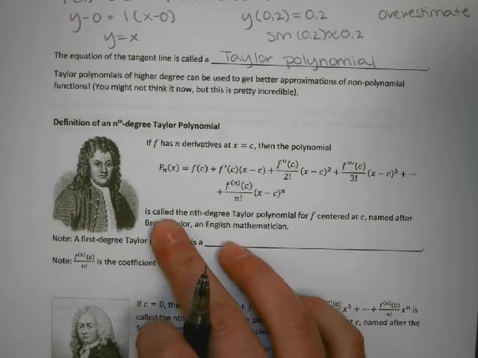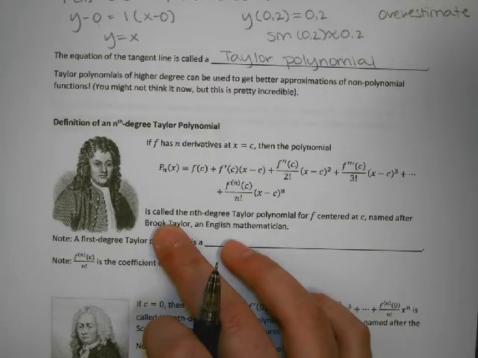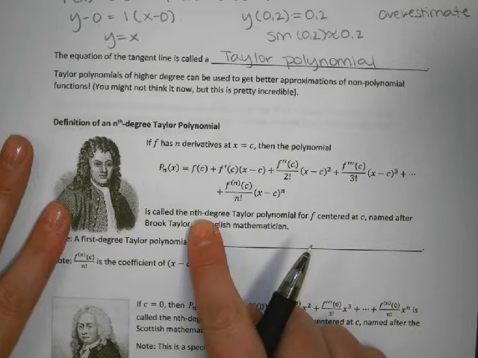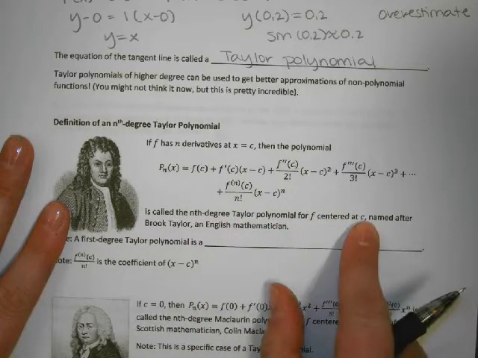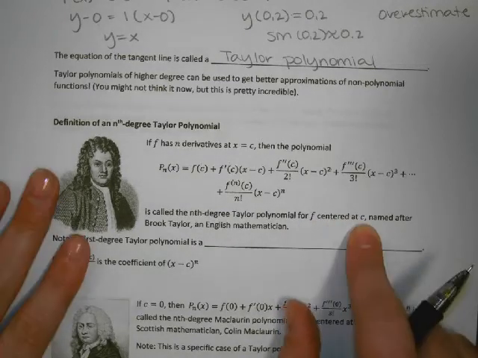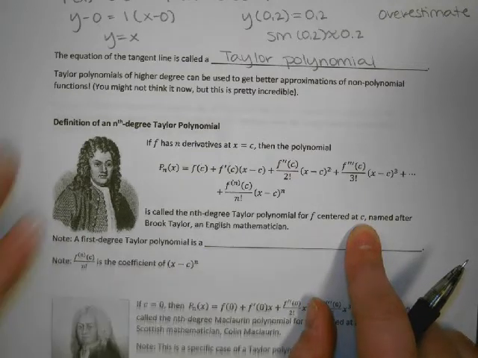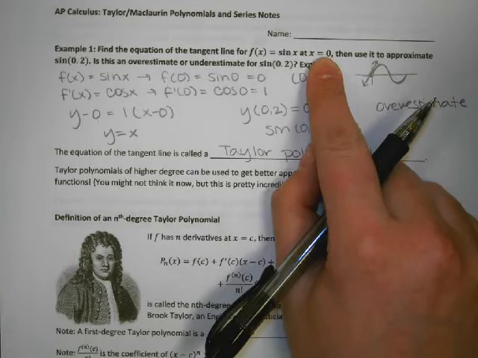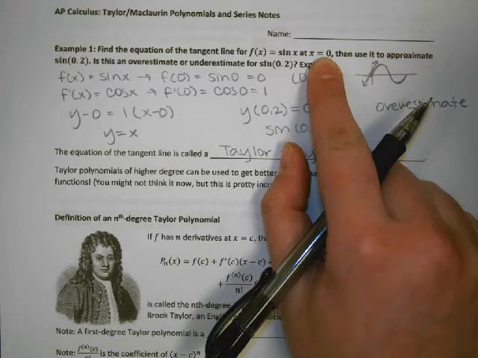So the way that this is phrased, and the way it's going to be phrased in the prompts that you have on your worksheets, is it's going to say the nth degree Taylor polynomial for f centered at C. So when they say f, they're talking about that function f of x. When they say centered at C, they're talking about that value of x that you're evaluating it for. So plugging in x equals 0 is a way of figuring out where your tangent line starts, or in this case, where your polynomial approximation will start.